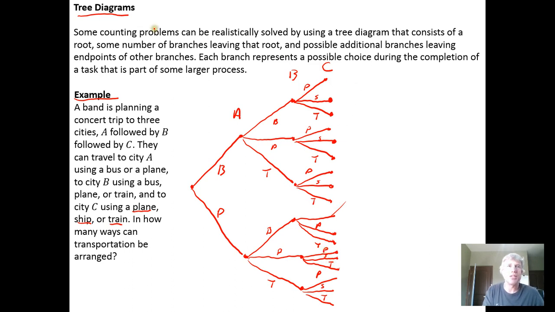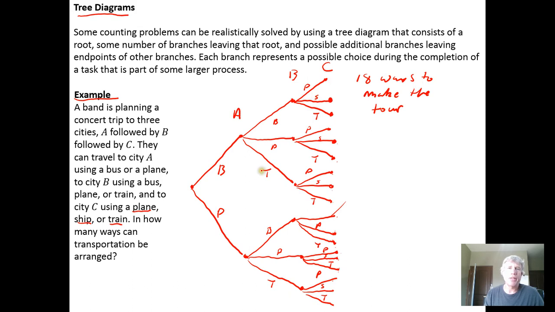And the idea is with the tree diagrams, when you get done, you just count the number of nodes that you have here. So there's 1, 2, 3, 4, 5, 6, 7, 8, 9, 10, 11, 12, 13, 14, 15, 16, 17, 18 nodes. So there are 18 ways to make the tour.